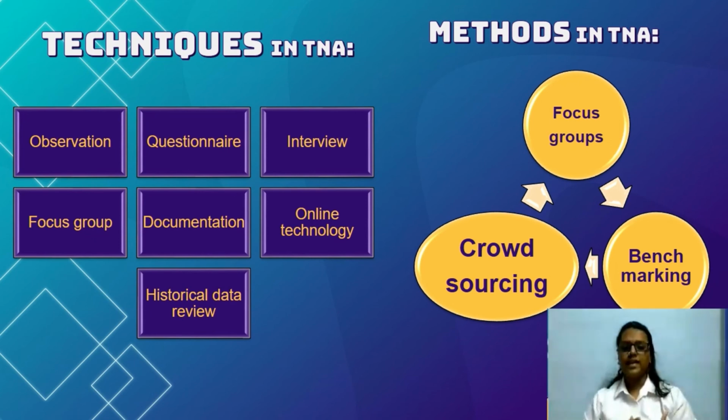Okay, there are a few techniques in TNA. There are 7. First is observation, questionnaire, interview, focus group, documentation, online technology, and the last one will be historical data review. There are 3 methods in TNA.